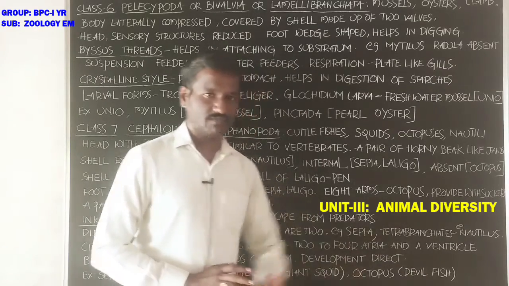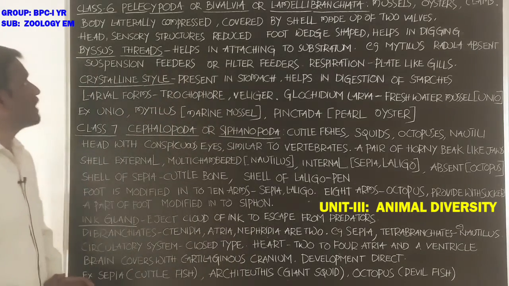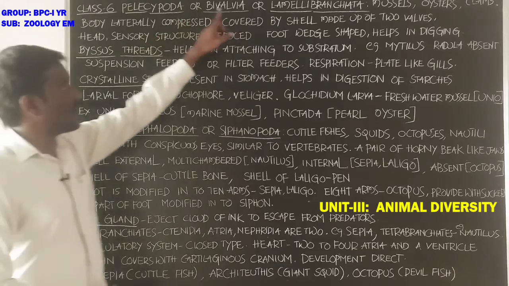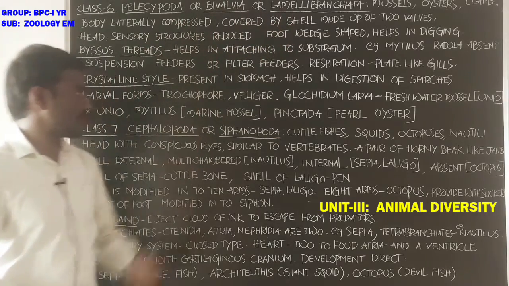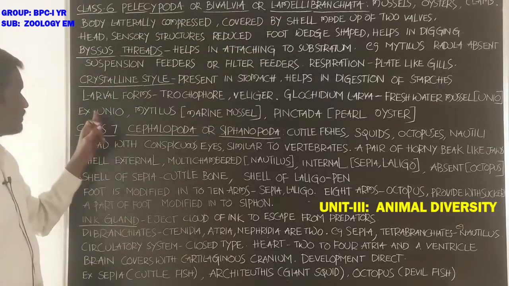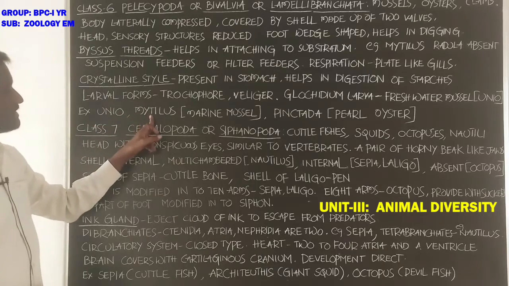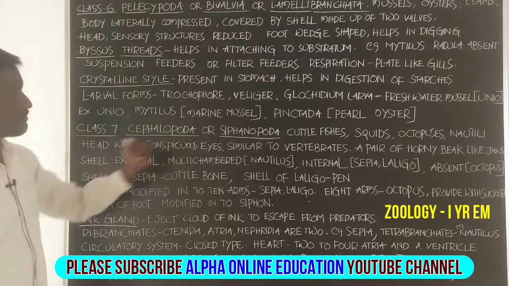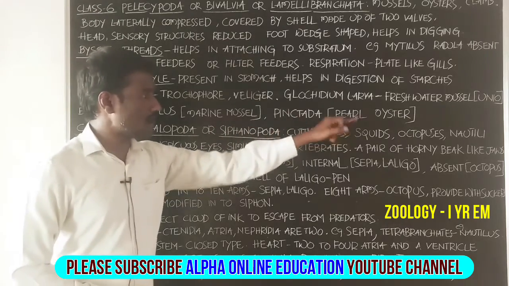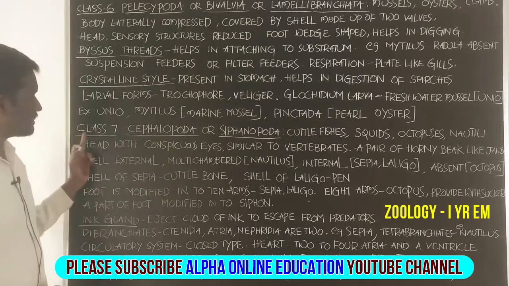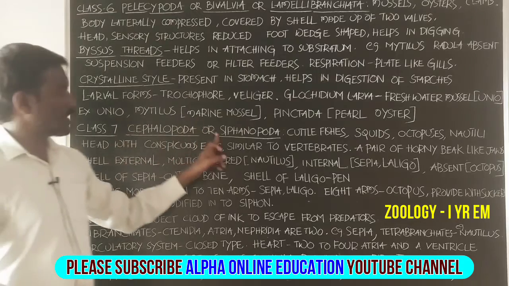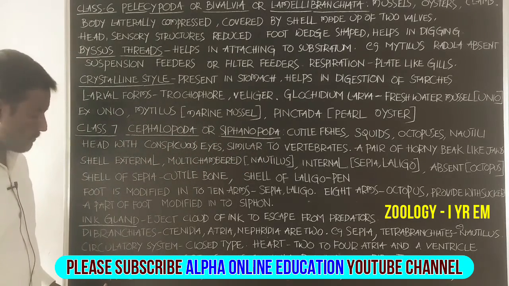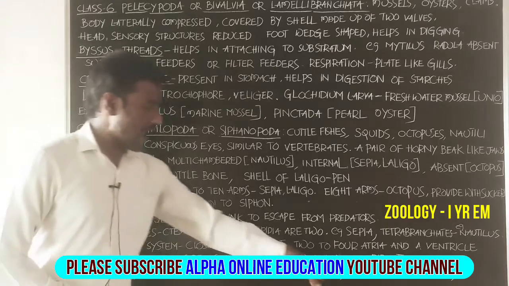Okay, students, that is about class 6 Pelecypoda or Bivalvia, Lamellibranchiata. Examples are Unio, freshwater mussel; Mytilus, marine mussel; Pinctada, pearl oyster. Next, class 7 Cephalopoda or Siphonopoda. Examples: sepia, loligo, Architeuthis, octopus.